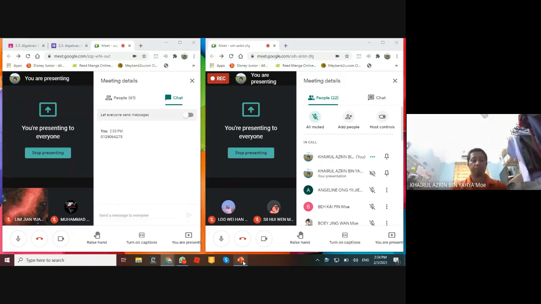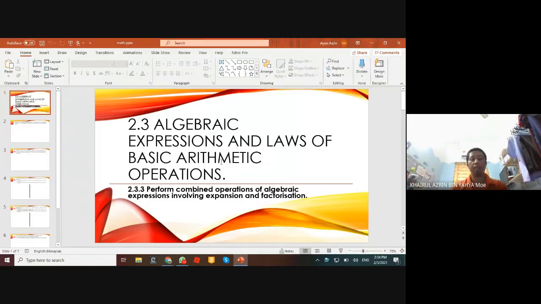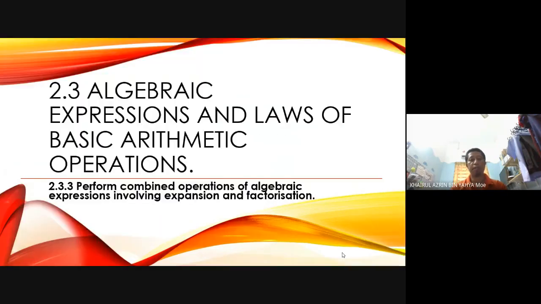Okay. Hi everyone. So today we go to the last part of chapter 2. Chapter 2 is about factorization and algebraic fractions. We go to 2.3 today, algebraic expressions and laws of basic arithmetic operations. Today we focus on performing combined operations of algebraic expressions involving expansion and factorization.